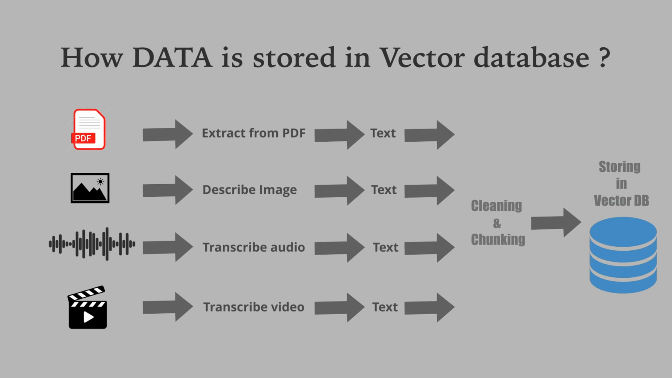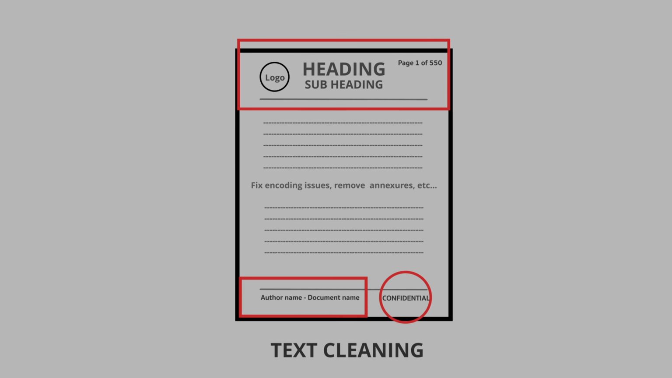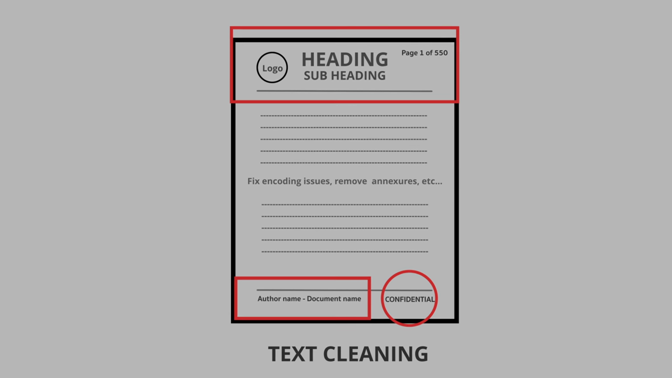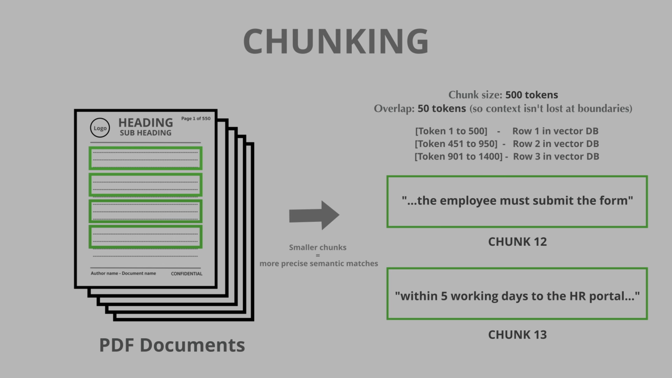So first, companies collect domain knowledge from PDFs, policies, handbooks, FAQs. Then the text gets cleaned by removing headers, footers, page numbers, author names, and all unnecessary things. Next comes one of the most important steps in RAG, chunking. Large documents are split into smaller pieces called chunks. Each chunk may have 500 tokens with an overlap of 50 tokens.